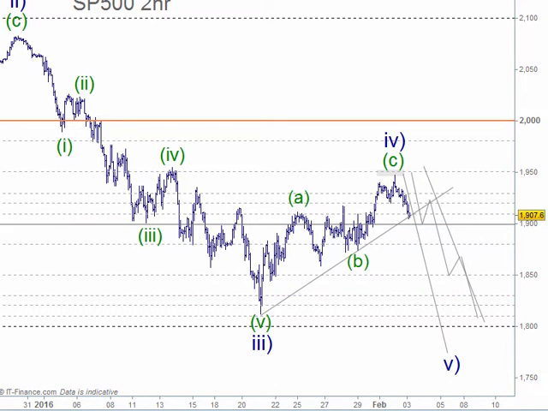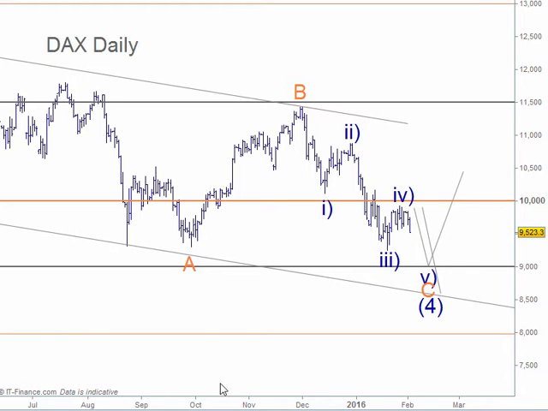This is the same for the European markets as well. So when we look at the DAX here, we're looking on a daily chart. So 1 and 2 and 3 and 4, and the European markets are a bit weaker than the US markets, so they've pulled down a bit further. So they're certainly on their way down into that wave 5 here.